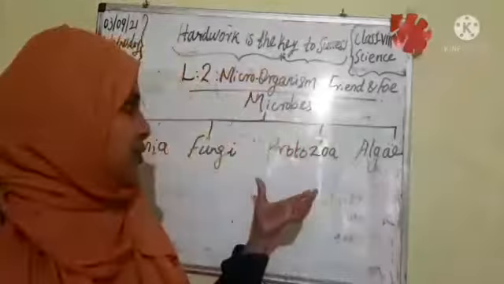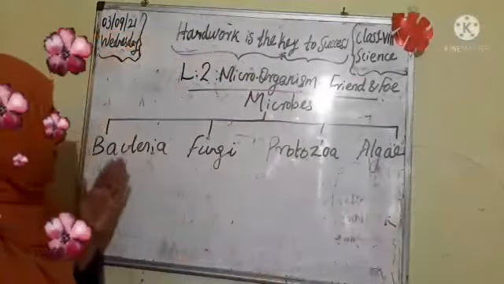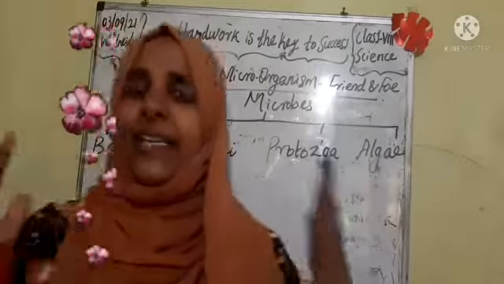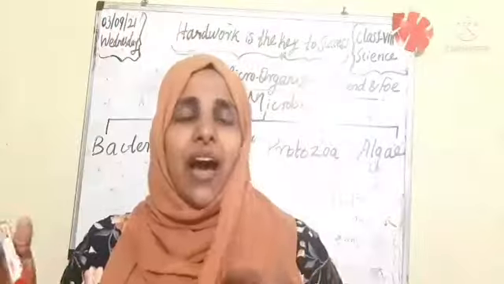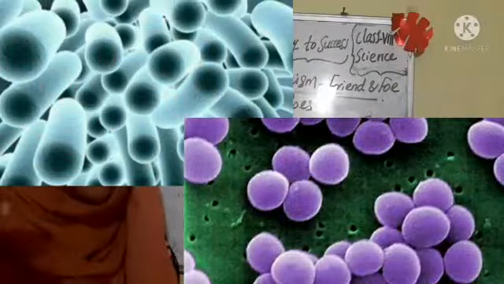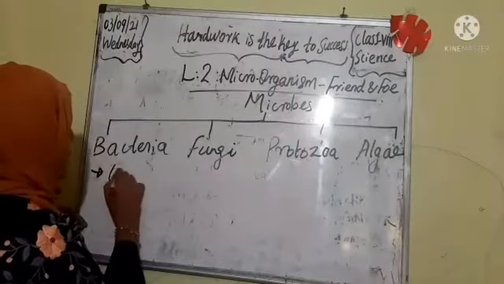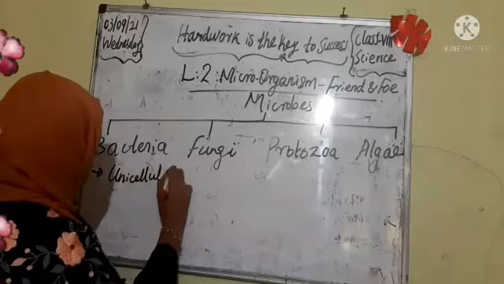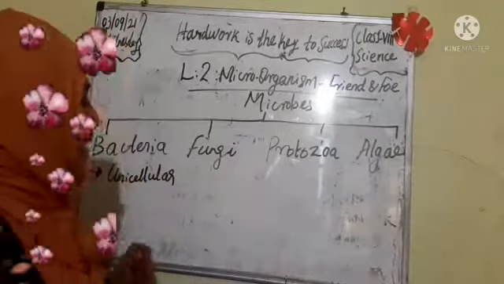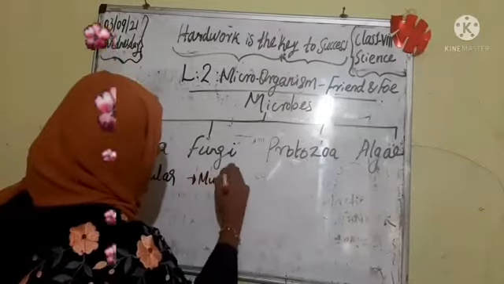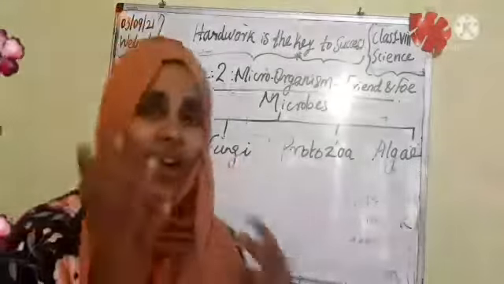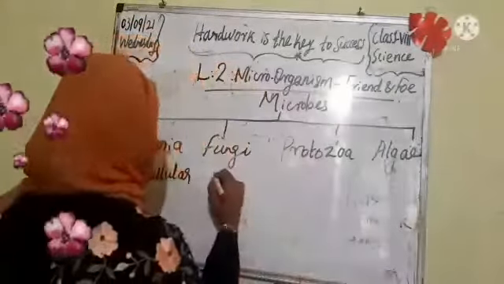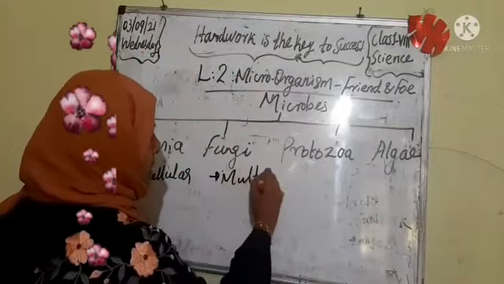Students, let's check some different characteristics of these microbes. Okay, bacteria. Actually, bacteria is a unicellular organism. It has only a single cell in its body, and may be round in shape, or rod or spherical, different shapes. So bacteria are unicellular organisms. What about fungi, children? Fungi are multicellular organisms.